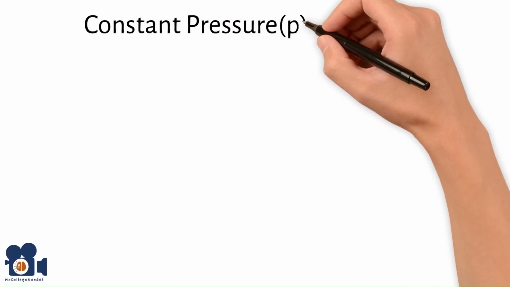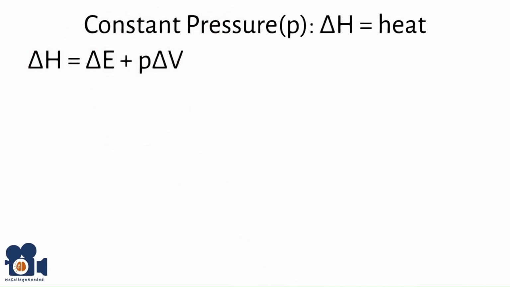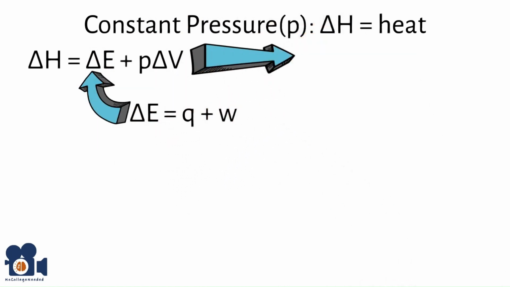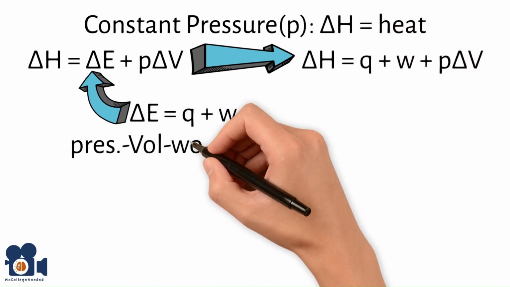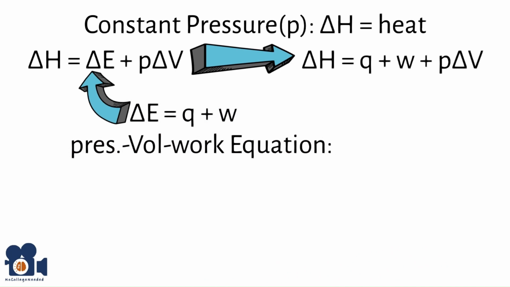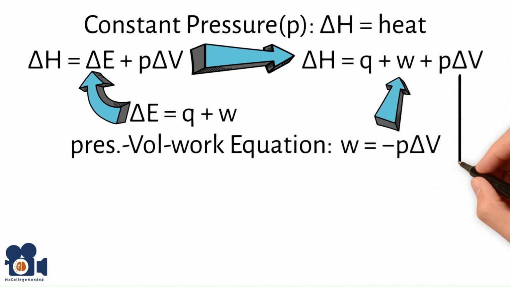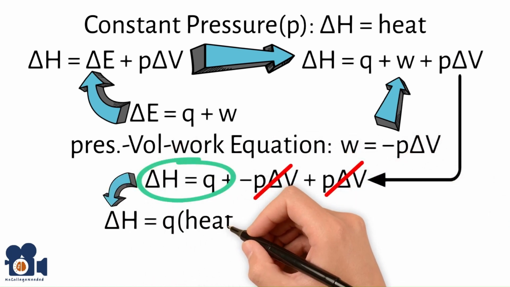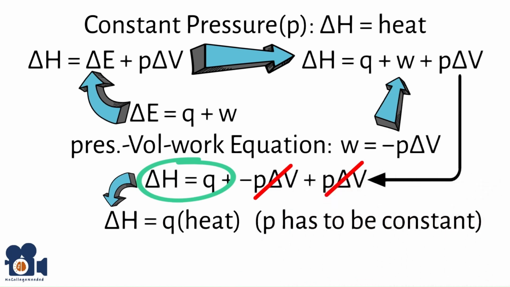The equation when pressure is constant is delta H equals delta E plus P delta V. When we insert our previous equation of delta E into this, we get delta H equals heat plus work plus P times delta V. According to the pressure volume work equation, which relates the work done by or on a system during a volume change under pressure, W equals negative P times delta V. Plugging this into the delta H equation, we just get delta H equals Q, heat. So the change in enthalpy is heat. However, pressure has to be constant.